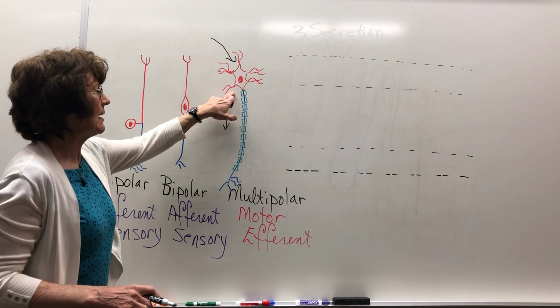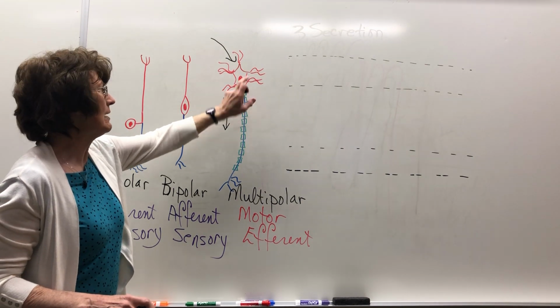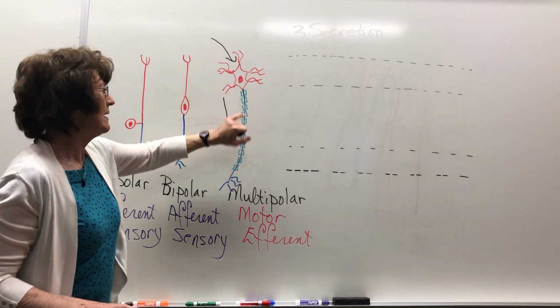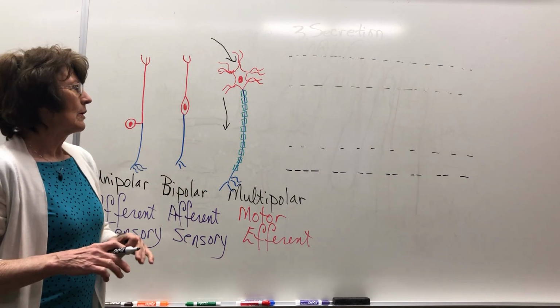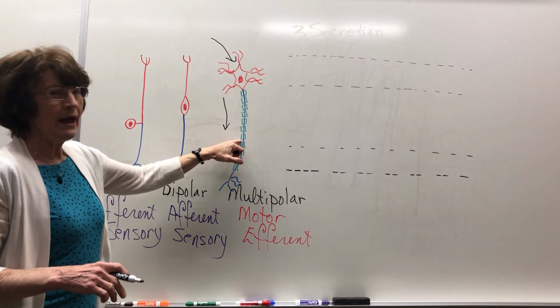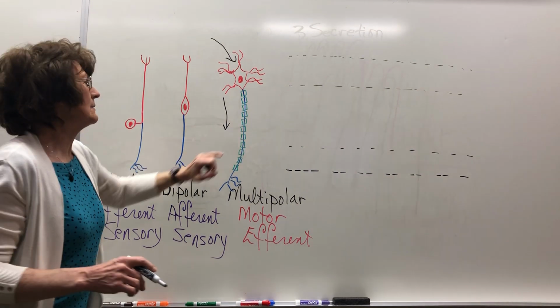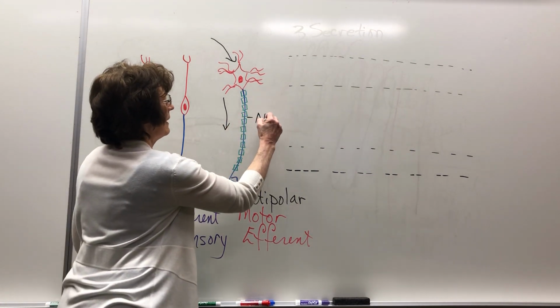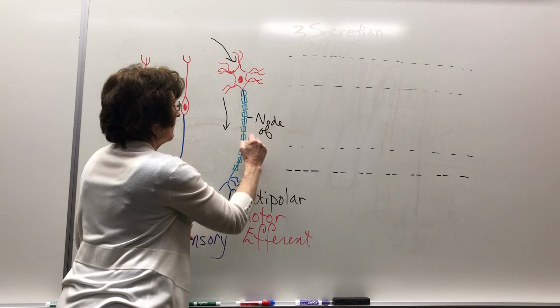I want you to look right here. Here's the cell body or cyton, and then Schwann cells. Schwann cells are going to have a space between them, and that's the node of Ranvier. And so you can see those on your diagram as well.